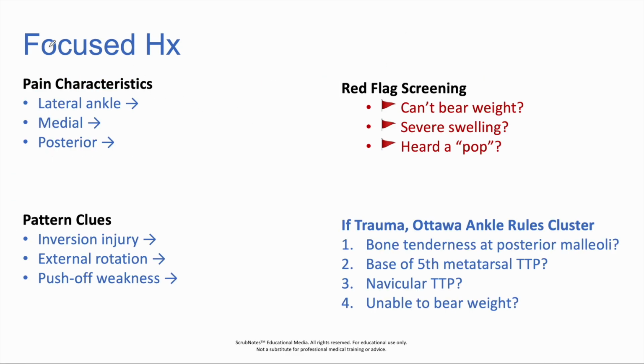The history provides some of the most important diagnostic clues. One of the most important questions you want to ask is, what were you doing when the pain started? Be sure to ask about pain characteristics, like if there's lateral ankle pain, you might be thinking ATFL sprain. If the pain is medial, suspect the deltoid ligament, and if it's more posterior, that's more likely Achilles.